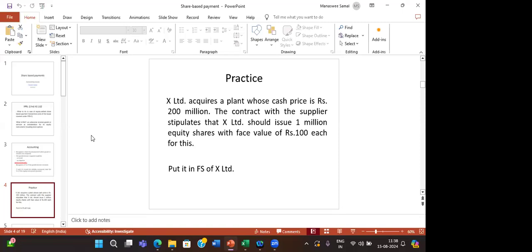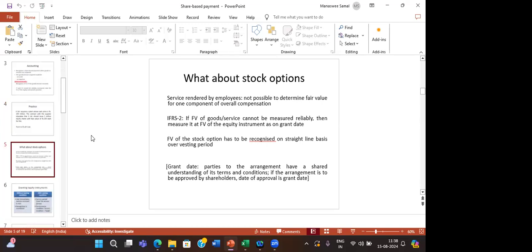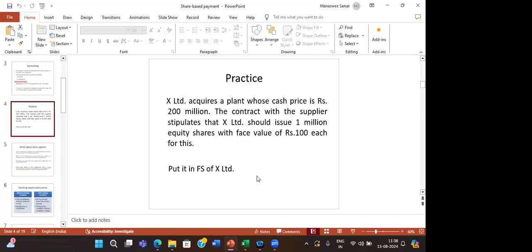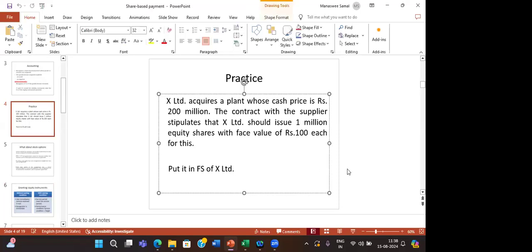It's a very, very simple example we're trying to talk about. So you know that any value over and above the face value of the share has to be recorded as securities premium. So the transaction recording takes this shape. If this is the transaction, then obviously you will say machine value has to be the fair value of the machine. That's what the GAAP is trying to say. If you go back to the previous slide, it says take the fair value of the goods or service received. So it is 200 million.